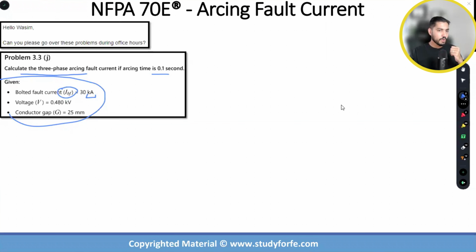Okay. Remember what I told you about the units of measurement? Why did I not write this as 480 volts? Why did I write this as 0.480 kV? This is something very important over here. Why did I not write this as 30,000 amps? Why did I decide to write this as 30 kiloamps? Because the equation needs you to use these UOM. Exactly, Chris. All right, guys.